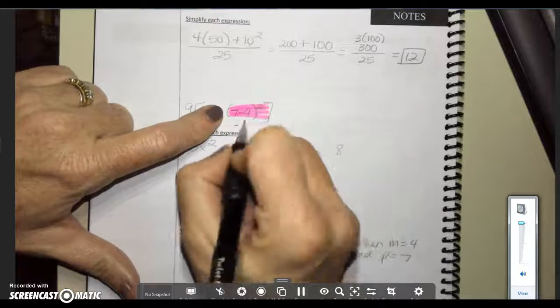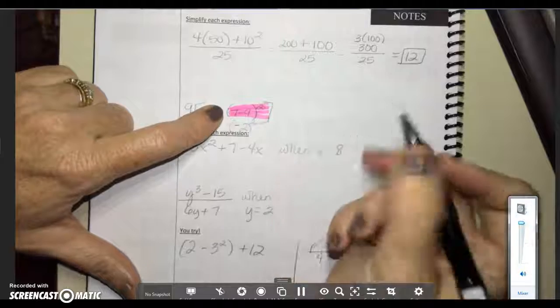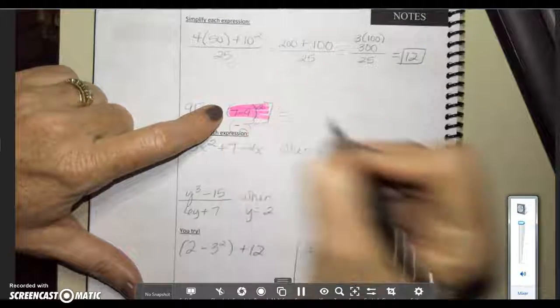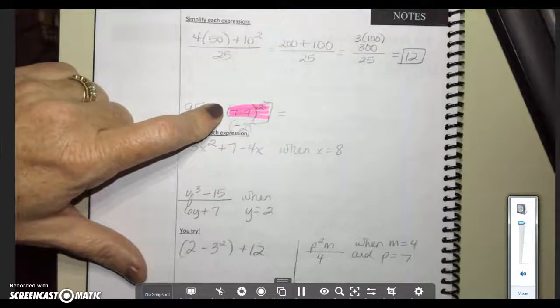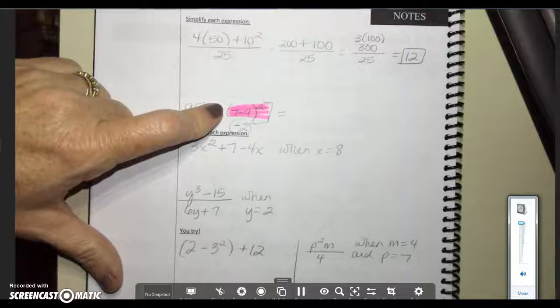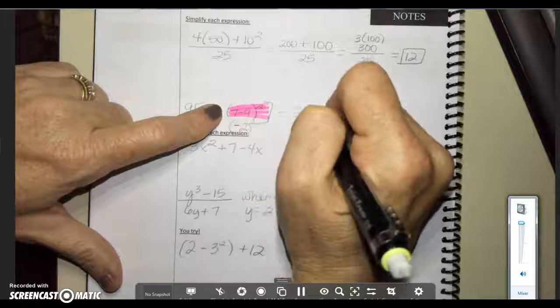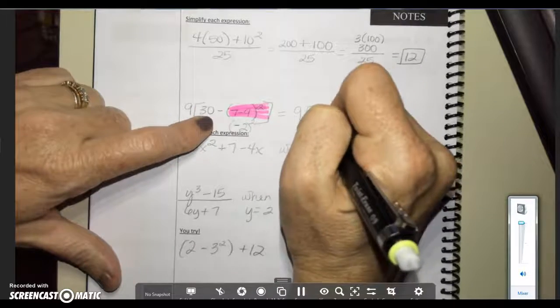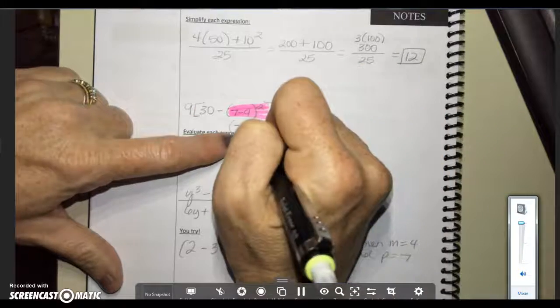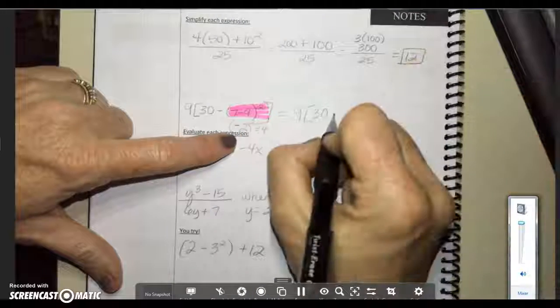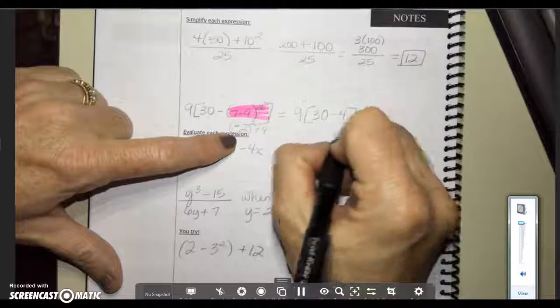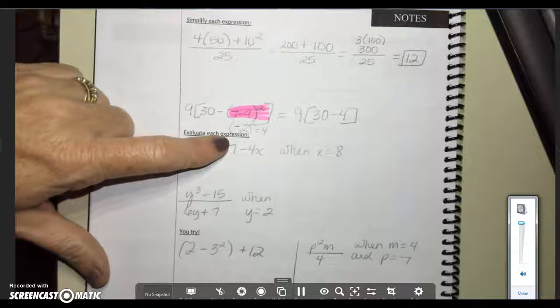Now I need to apply that exponent. Okay, so the rest of this hasn't changed yet. Now be careful. What's negative 2 squared? Positive 4. So now we can rewrite this. 9. I've got the 30. This whole thing shortened up to just 4. So 30 minus 4. So already that's a lot easier.